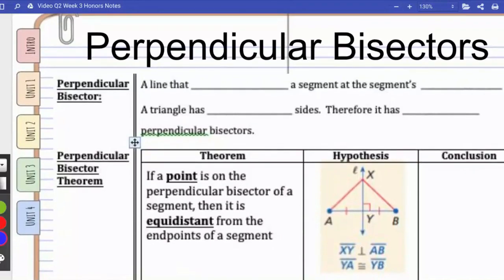Perpendicular bisectors, okay? So next we have perpendicular bisectors. A perpendicular bisector is a line that is 90 degrees or perpendicular to a segment, and it goes through the segment at the segment's midpoint. A triangle has 3 sides, therefore it has 3 perpendicular bisectors.